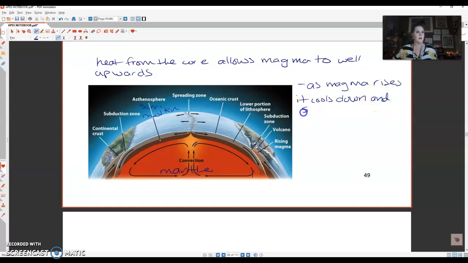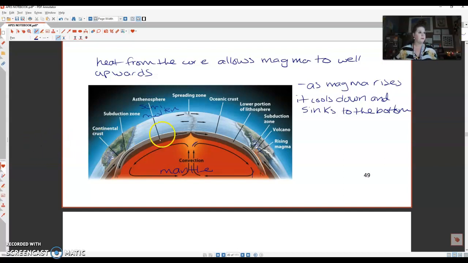And sinks to the bottom. So it goes back towards the core, okay? So I really want you guys to understand how the energy works in this. So when something cools down, it's losing energy, so it sinks. When something warms up, it gains energy, so it rises, okay?